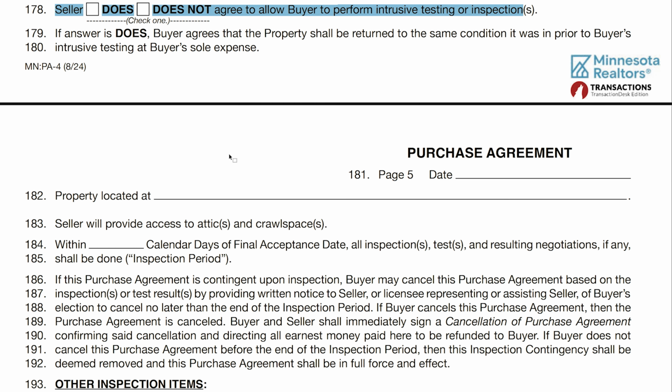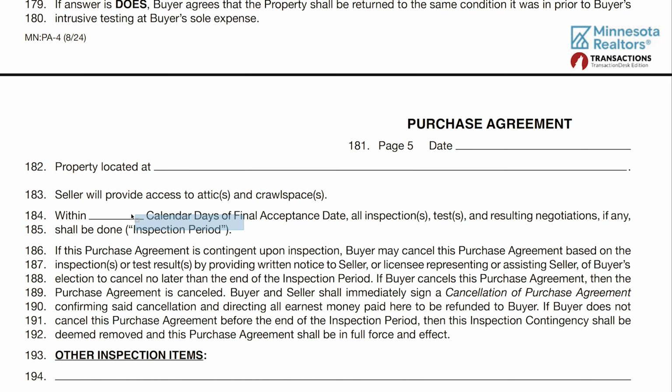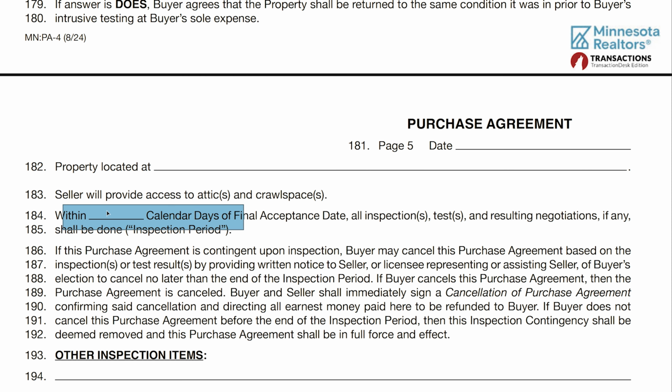And then for this right here, we go to line 184. This is where we're going to put in the date. So this is going to tell us how many days you have to get the inspection completed. The inspection clock starts the day after the offer was accepted. So if today was accepted, tomorrow will be day 1.